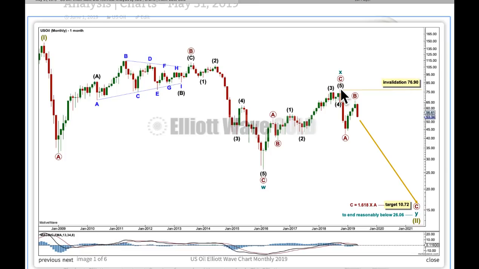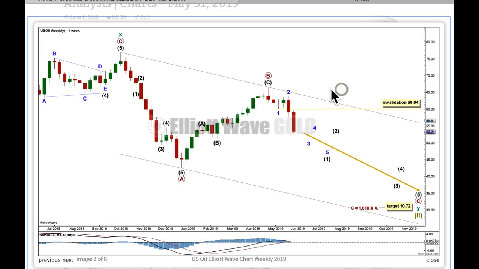Let's take a look now at the weekly chart. We're going to focus on this movement. From this high here at 76.9, there is a 5 steps forward, 3 steps back, 5 steps forward. Forward is downward if this trend is down. That's your basic Elliott wave pattern, 5 steps followed by 3.